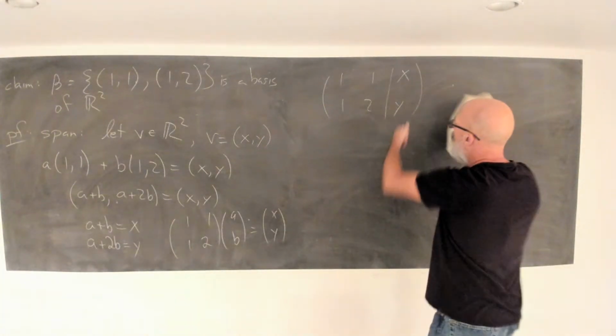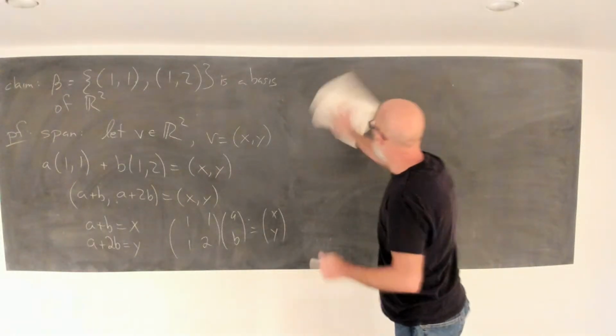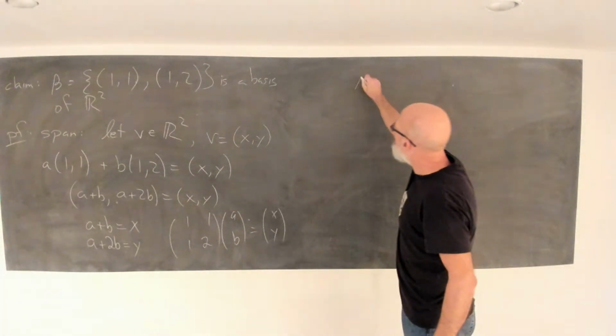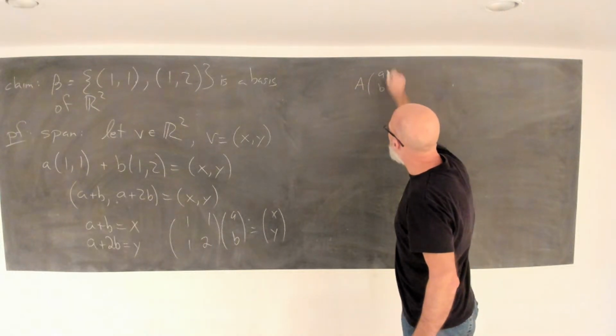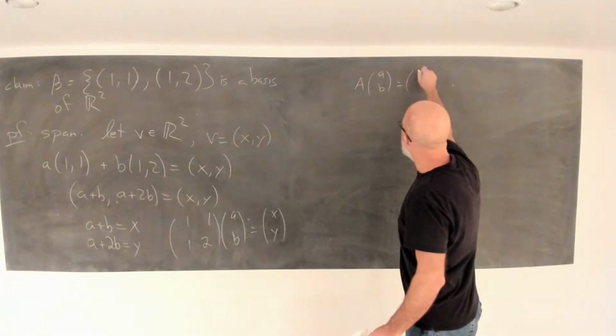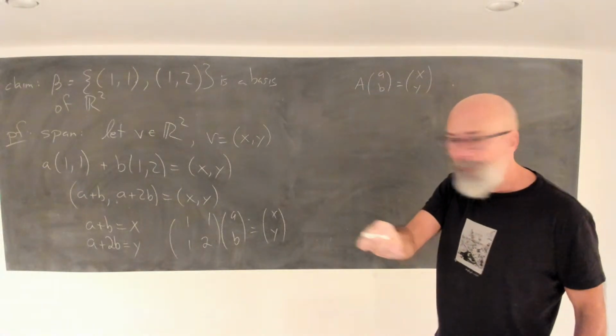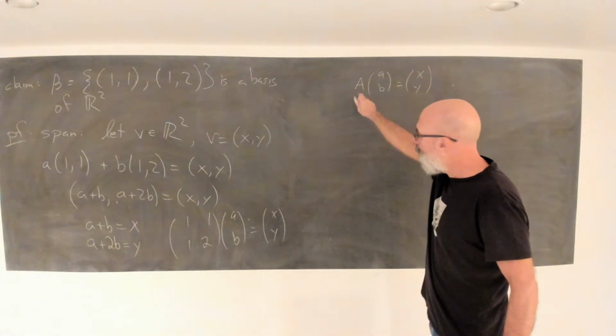I mean, you could do this. You could row reduce and solve. But let's do it this way. It's going to be a bit quicker. This is A times the vector AB is equal to XY. And you can solve if A is invertible.